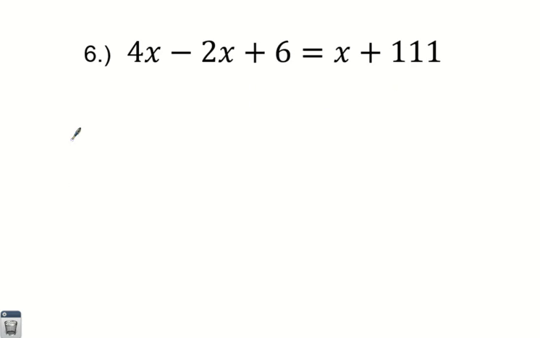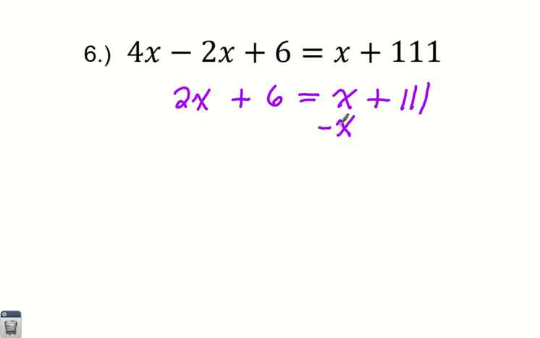Final example here. Well, we can do the 4x minus 2x. That's just 2x. Everything else comes on down. And looks like we need to get the x's only on one side. So I'm going to subtract x from both sides so that we only have one x, or x on the left.